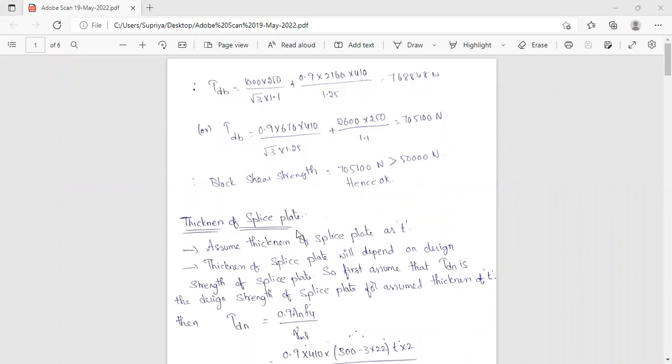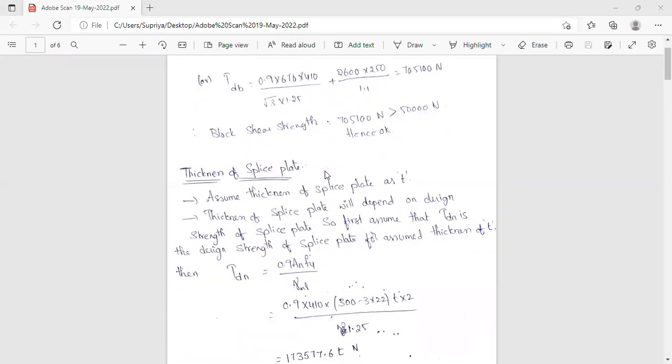Up to the design of the connection we discussed in the previous class, and we checked whether the connection is good for strength in tension: whether it is good in yielding of the area, good against rupture, and good against block shear. All these we have checked, and the connection we have provided is good against all three. So now we have to decide the thickness of the splice plate.